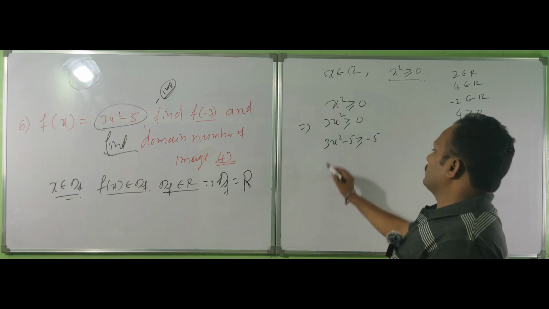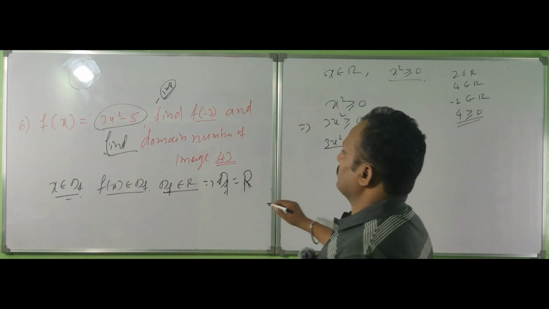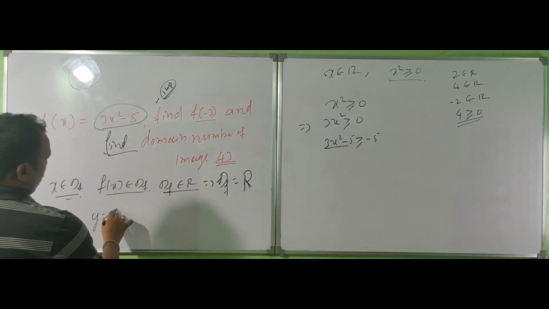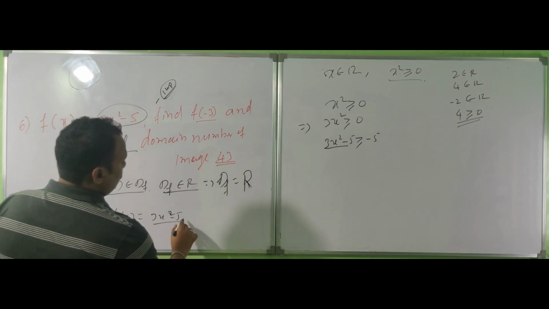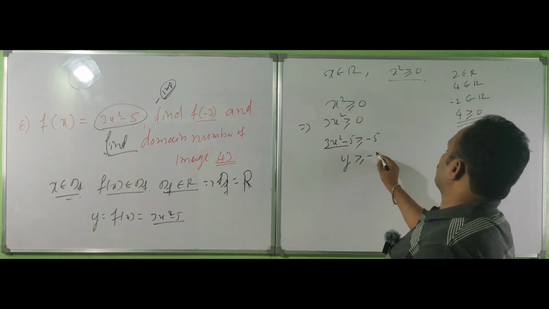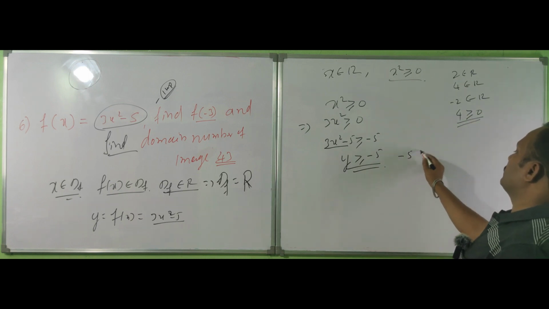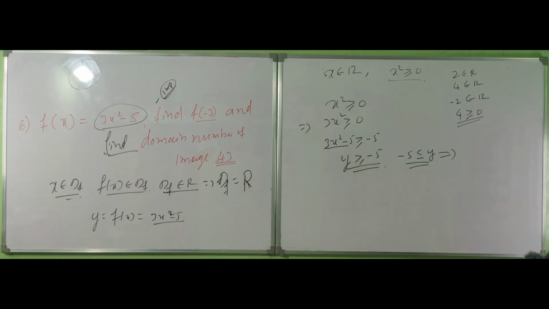What is this? This is f of x, or y. You can write now: f of x, y, is equal to 3x square minus 5. This is y greater than or equal to minus 5. This implies that minus 5 is less than or equal to y. What does it mean?